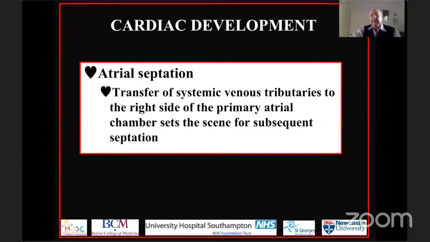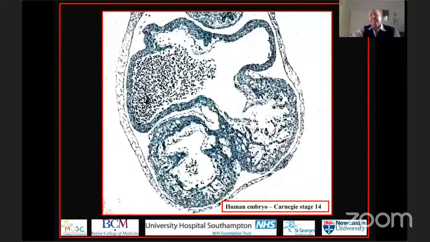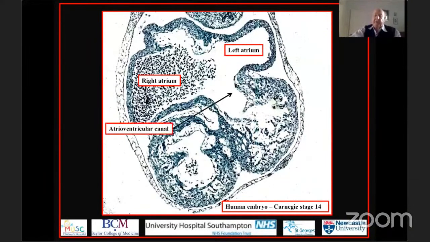So what about atrial septation? Well, it is that rightward transfer that sets the scene. And again, we can see the importance of that by going back here to Carnegie stage 14. This is another histologic section to show you what's happening. There is the ballooning right atrial appendage, the ballooning left atrial appendage. And you've already seen that at this initial stage, the atrioventricular canal is connecting exclusively to the developing left ventricle.